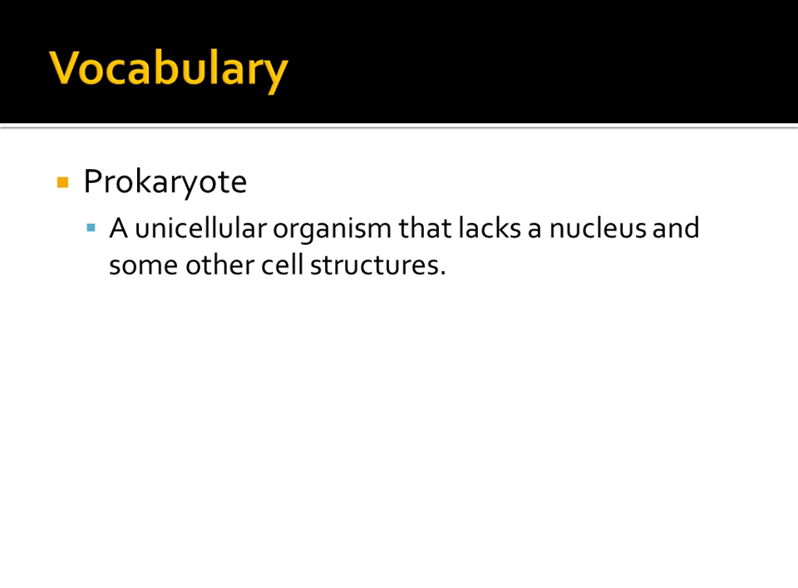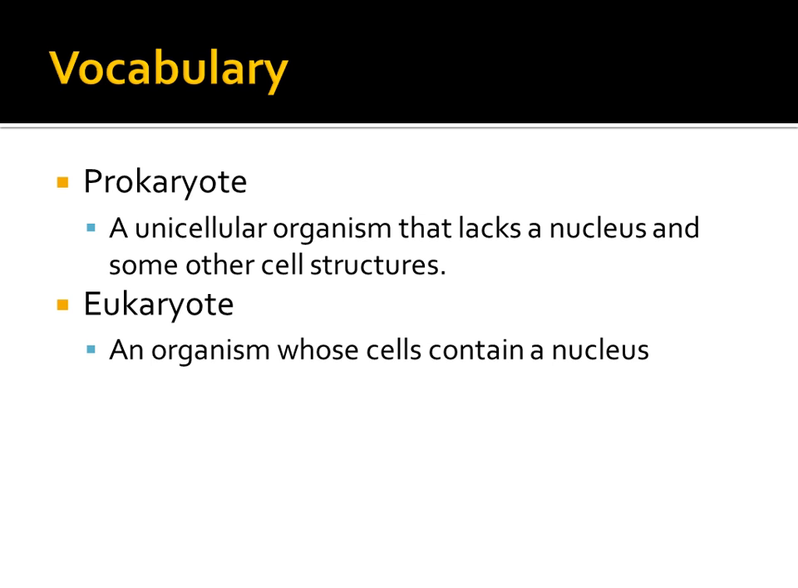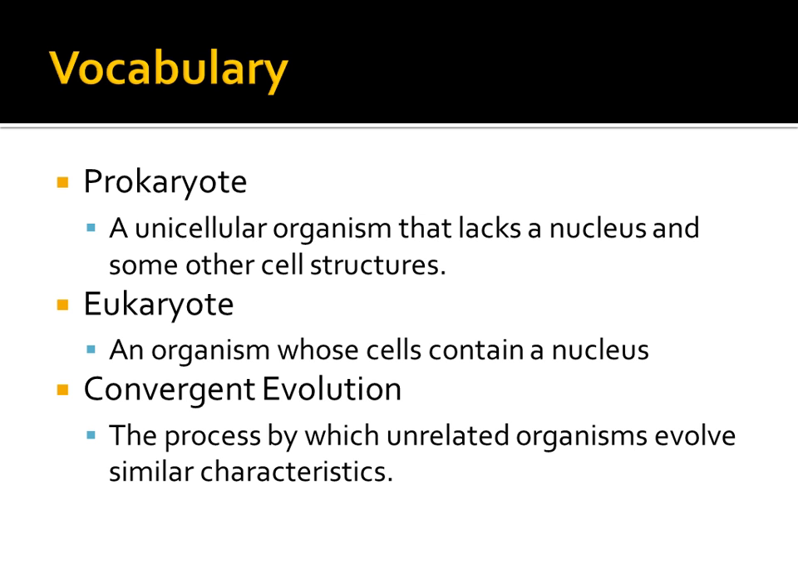Prokaryote is a unicellular organism that lacks a nucleus and some other cell structures. And that is, remember, one of our categories of domains. We have eukaryotes, which is an organism whose cells contain a nucleus, and that's a big defining characteristic between the two different categories. Then we also have the idea of what's called convergent evolution, which is the process by which unrelated organisms evolve similar characteristics. And we're taking a look at that with the No Bones About It investigation.